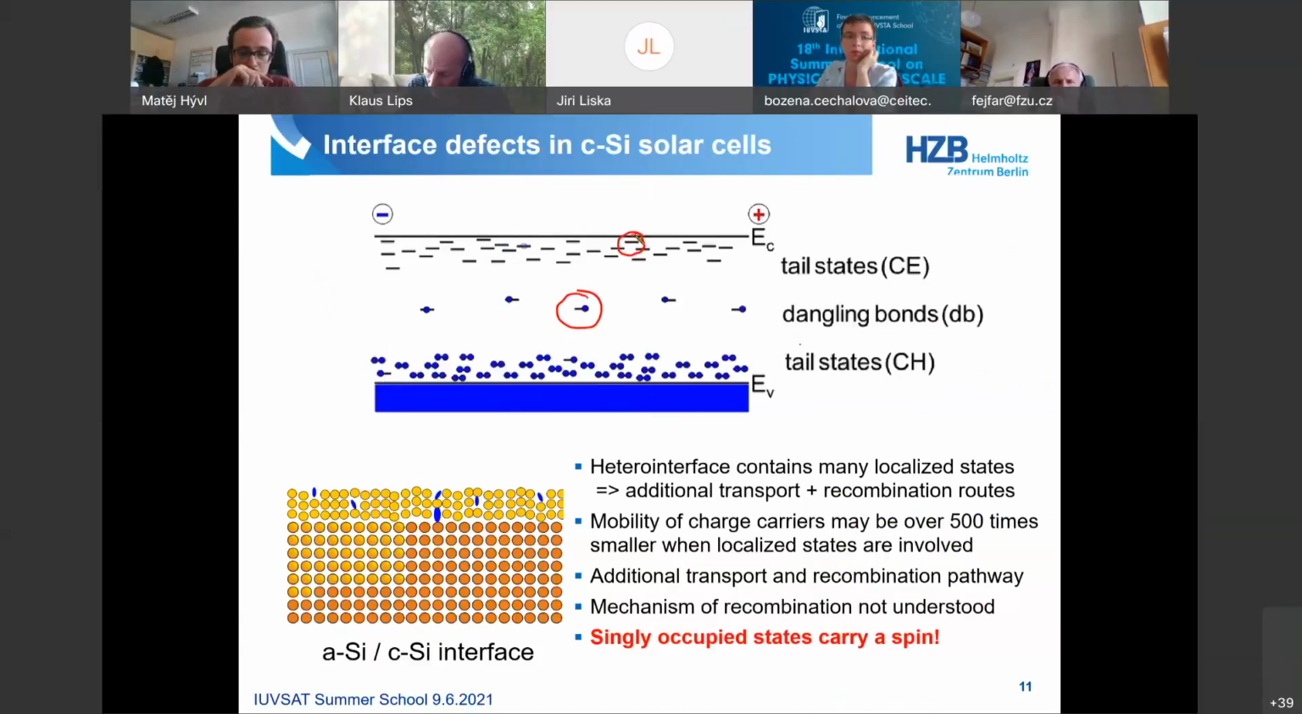It's about 500 times less than in crystalline silicon. And these states open up pathways for recombination at that interface, so basically a loss mechanism for those electrons and holes.